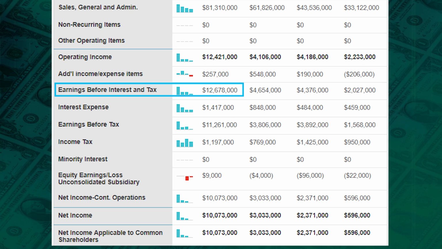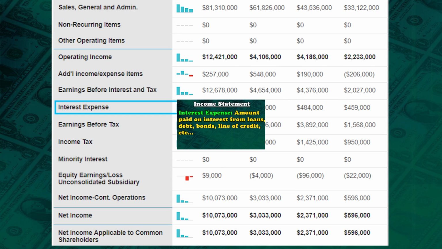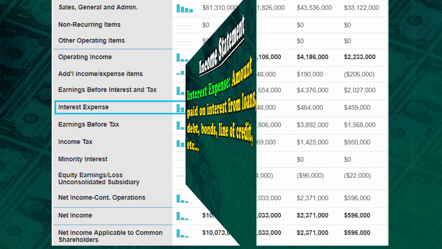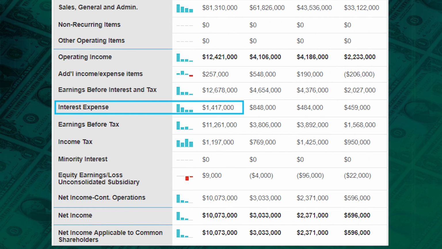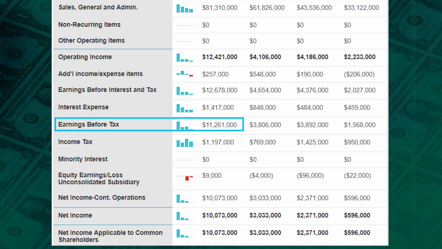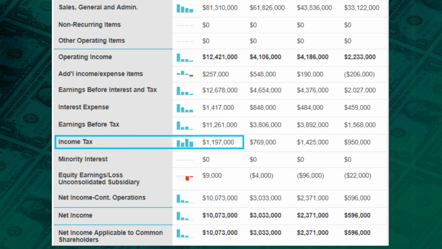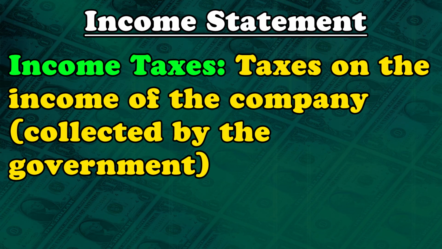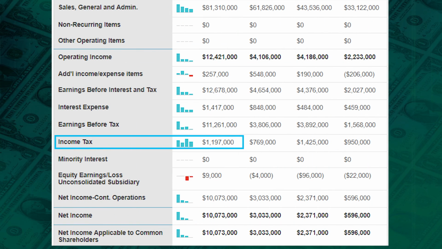And that brings us, of course, to interest expense, and that is how much interest Amazon has paid on loans, bonds, debt, or lines of credit. And in this case, Amazon paid out about $1.4 billion of interest last year. And that leaves us with the earnings before tax, which is just all of the profits up to this point before we start deducting taxes. And that of course leads us to the income tax category, and that's the taxes that the company either paid or expects to pay on their income, which is collected by the government. And in this case, Amazon has just a little under $1.2 billion of income tax for 2018.